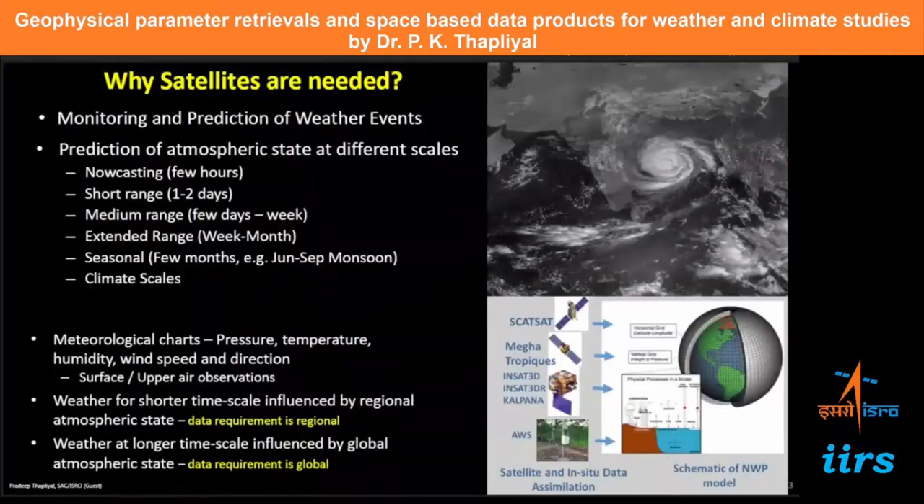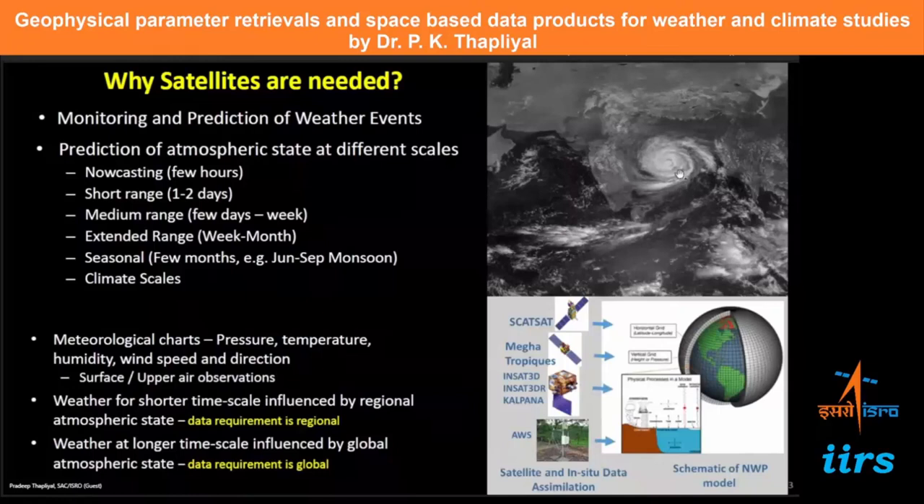Now we begin with why we need satellite. So satellites are required to monitor the weather events. First thing is monitoring. If you see this image on the right side, you can see a cyclone approaching our Indian landmass over around Odisha or West Bengal. So before satellite, there was no means to know whether there is a cyclone forming over oceanic region, and where it will be moving, and which part of the earth it will be hitting.